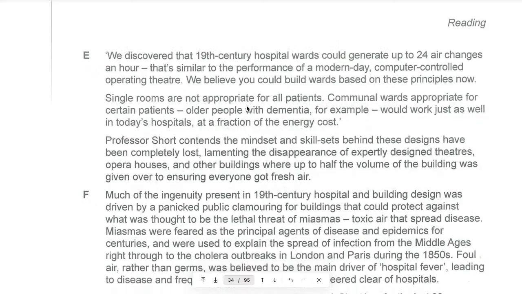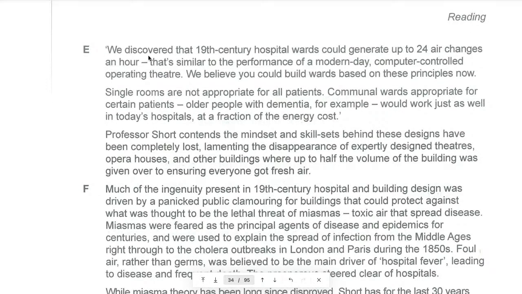So the first sentence here, right? We discovered that the 19th century hospital walls could generate up to 24 air changes an hour. That's similar to the performance of a modern day computer control operating theater. We believe you could build walls based on these principles now.